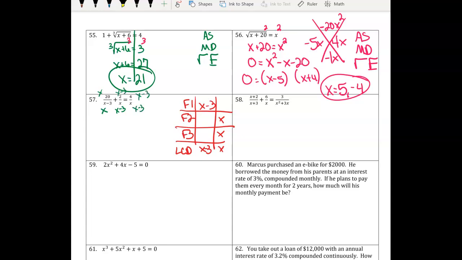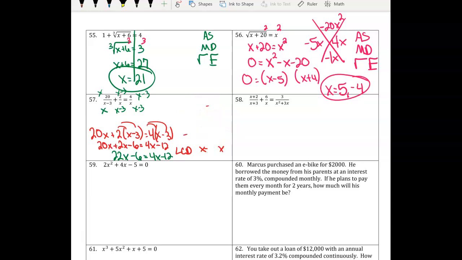And now that we have that common denominator, we can let it go and have the numerator. So 20x plus 2 with x minus 3, and then 4 with x minus 3. So distribute. Start cleaning this up. It's pretty messy, so I'm going to have 22x minus 6 and 4x minus 12. And I'm going to run out of room, so I'm going to erase my table.